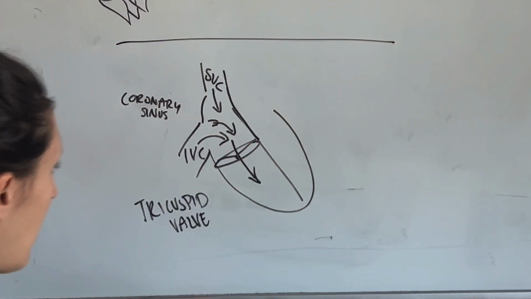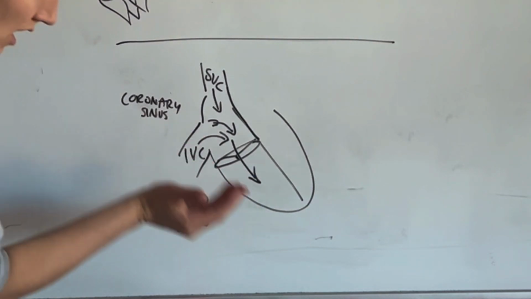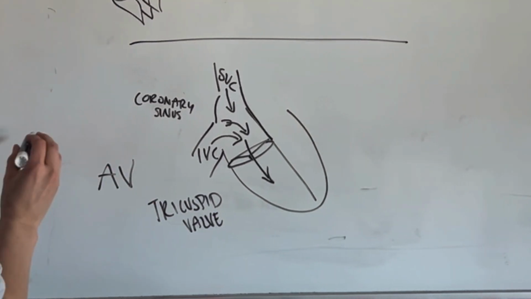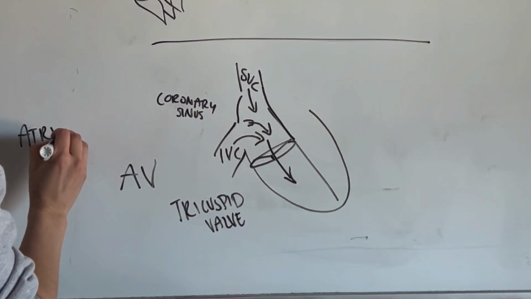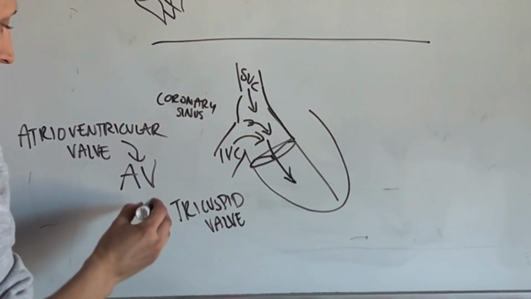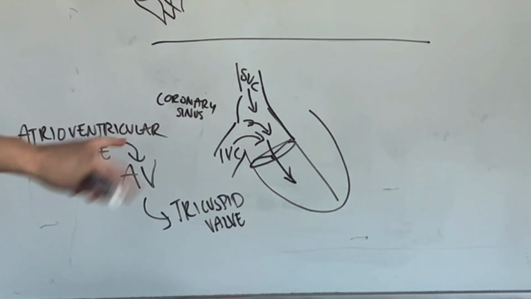The tricuspid valve is a type of valve. So it has 3 cusps, tricuspid, but it is also a specific type of valve that exists between atrias and ventricles. You'll hear it called the AV valve, which stands for atrioventricular valve. That is the umbrella term for what type of valve this tricuspid valve is. Any valve between an atria and a ventricle is an AV valve.